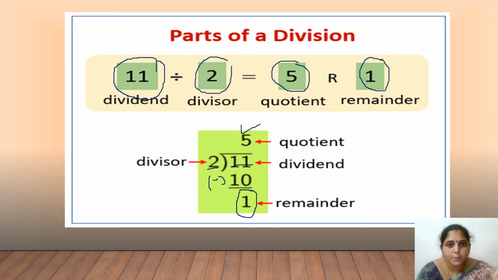What are those 4 parts? Dividend, the number which you are going to divide. Divisor, the number with which you are going to divide the number. Quotient, the number which is nearer to the number or exactly dividing the number. Remainder, the number which is left, that is called the remainder.